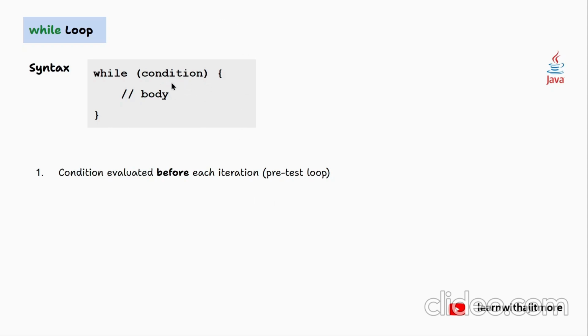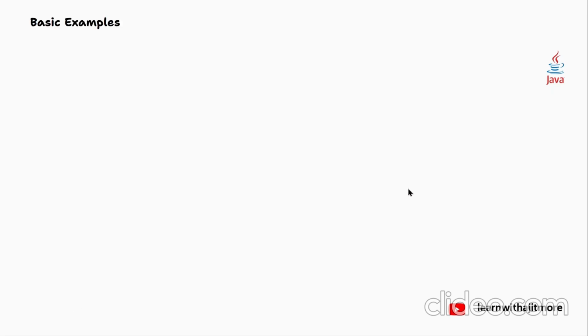Okay? So if the condition is true, then it will perform the body. And if the condition is false, it will not run the body, and continues with the remaining code. If the condition is false on the first check, the body never executes. Okay? Some basic examples of while loop I'll show you.